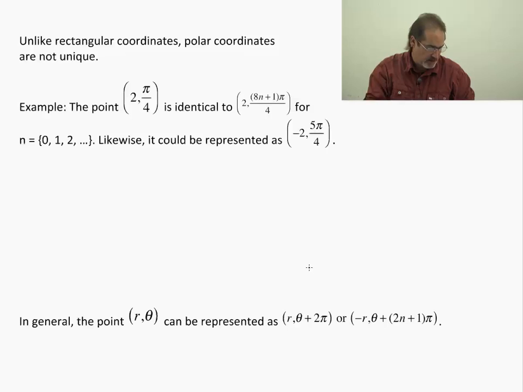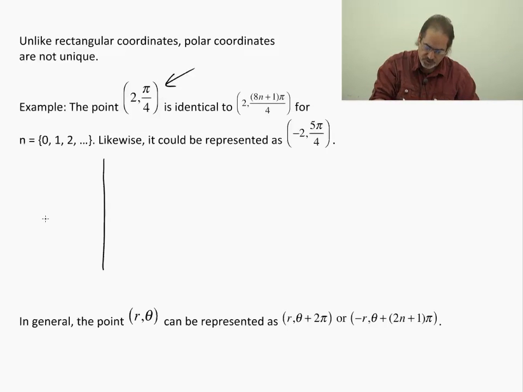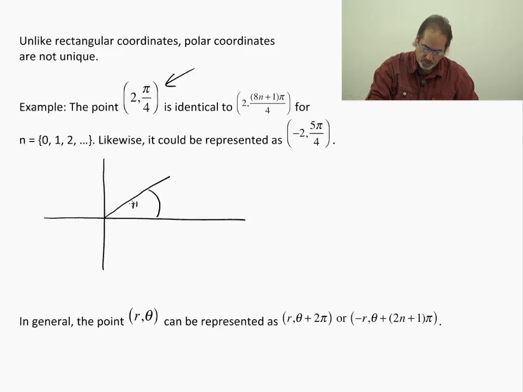Okay, unlike rectangular coordinates, polar coordinates are not unique. So, as an example, the point 2 and pi over 4 is identical to the point 2 and (8n plus 1) pi over 4 for n equals 0, 1, 2, 3, and so forth. Now, let's just find this point first. What this is saying is I'm going to come up at an angle of pi over 4, and this distance r is going to be r equals 2. So I'm going to come out that far, and right there is the point 2 and pi over 4.